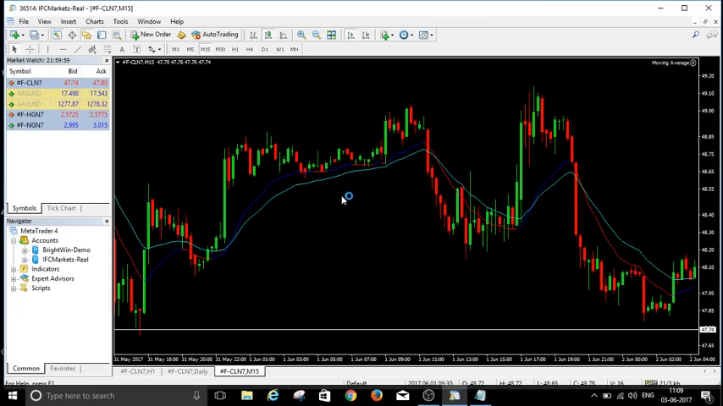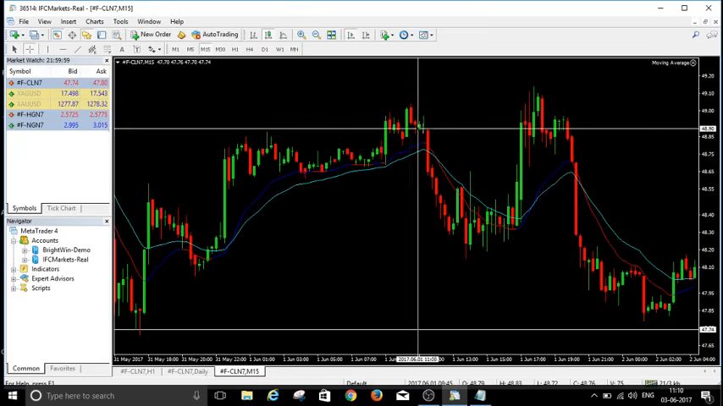But what happened here, these lines converted into red, but still there is no crossover. So I will stay in my buy still. Then again blue, then red, then blue. Here crossover happened. But as an intraday trader, I will try to book my profit somewhere like here, at this level, at this level.